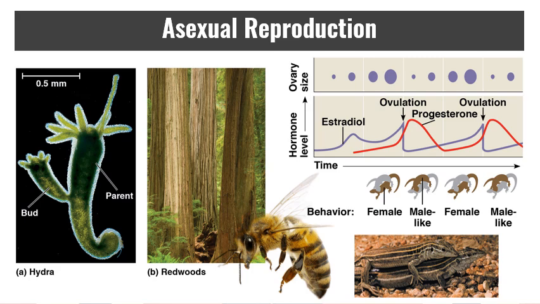This could be something like the budding of a hydra, the vegetative propagation of a redwood, or parthenogenesis, which is when you have females that are capable of reproducing without sperm. It could be the whiptail lizards or the queen bee producing the drones. Either way, asexual reproduction does not create genetic variability, but it does create organisms and can be very good for quick reproduction in a non-changing environment.